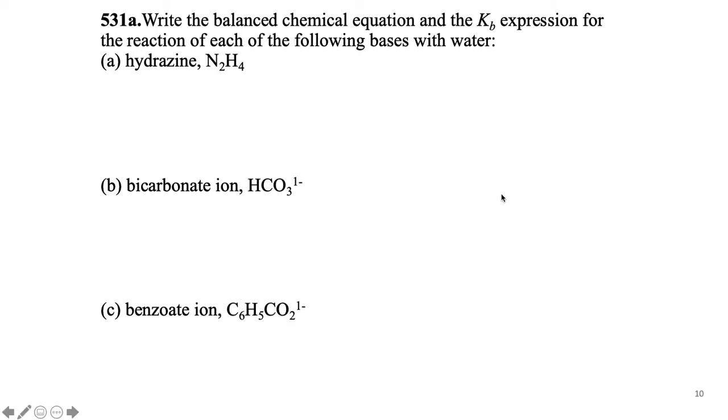Let's look at the Kb expressions. They do the same thing but for these bases. Now I know that they're acting as bases, so they're going to accept a proton, which means I'm going to increase the H concentration and the charge by 1. So here's that reaction. I have N2H4 plus water. The water now is acting as the acid. It's giving that proton to the base. So I have N2H5 plus. I increase that 4 to a 5 because I'm adding a proton, and I increase the charge from 0 to plus 1.